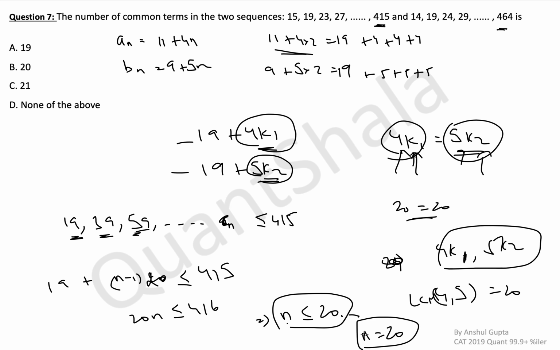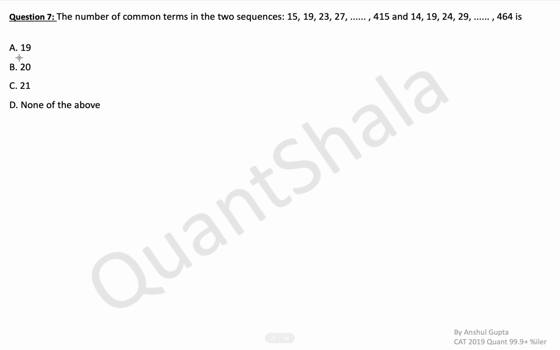So from n equal to 1 to n equal to 20, in total there are 20 common terms. So the answer for this one is 20. If you want to solve it in a slightly different way, I'll give you a head start and then you can proceed on that method and get the same answer from that method also.